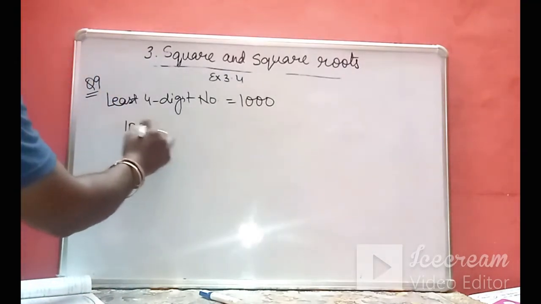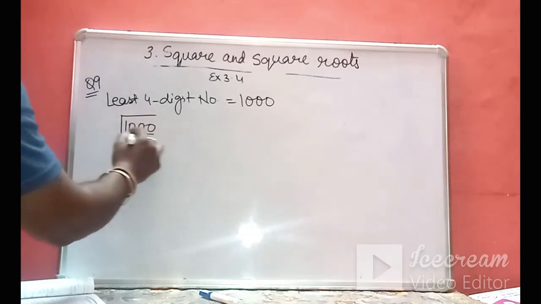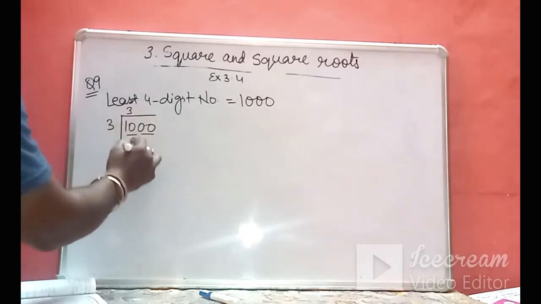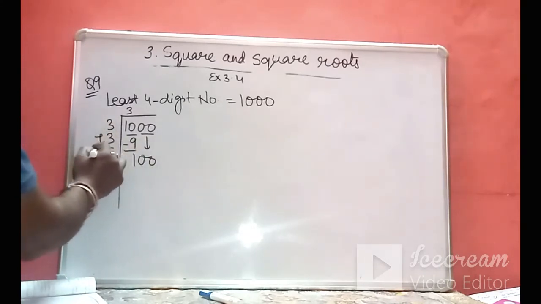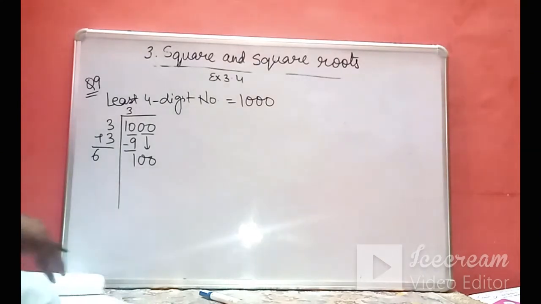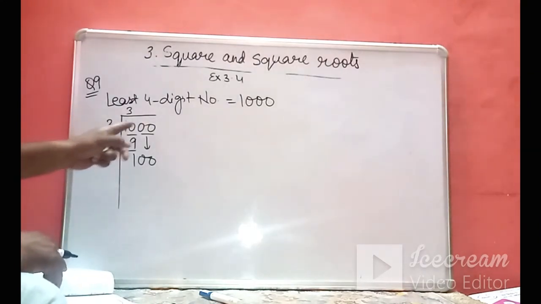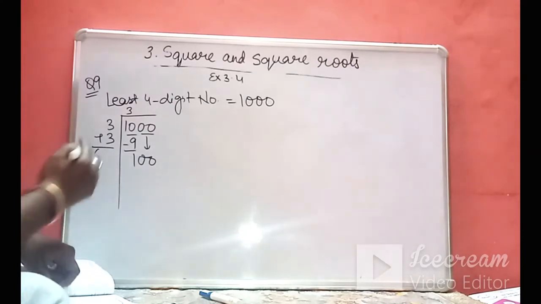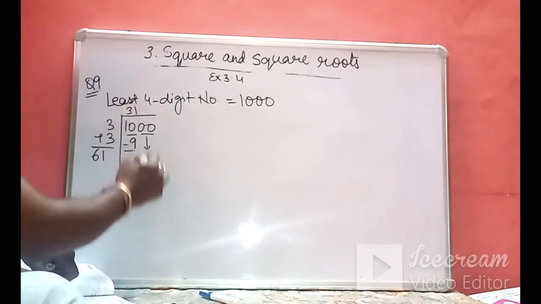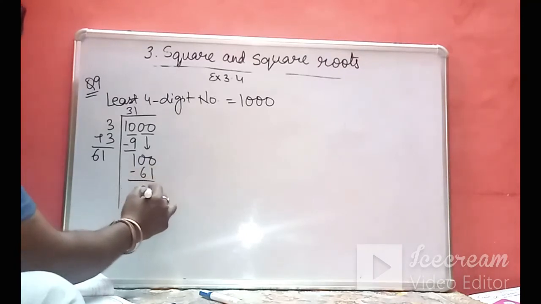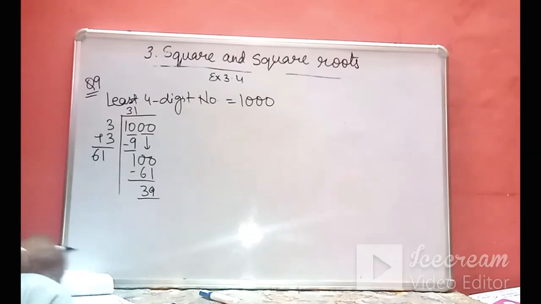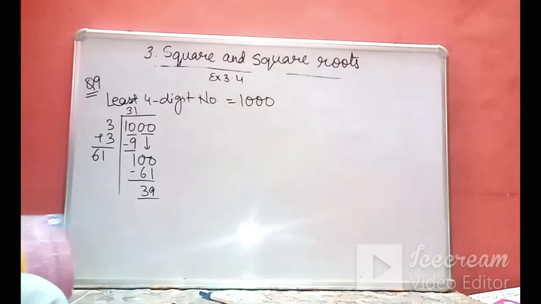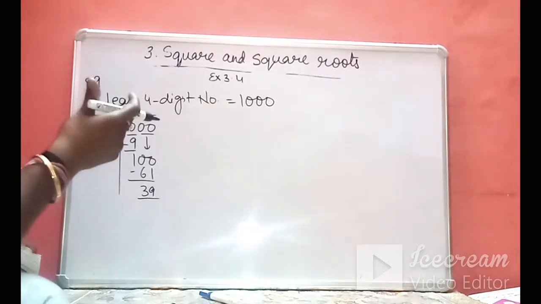So again we will do its prime factorization, we will do its, so 3 into 3 is 9, then this pair will come here, then 3 and 3, 6. Now I want a number which is more than 1000. If I do it like this, it will be 61 and 39. So it becomes a question in which we have to add a least number to the given number to make it a perfect square.